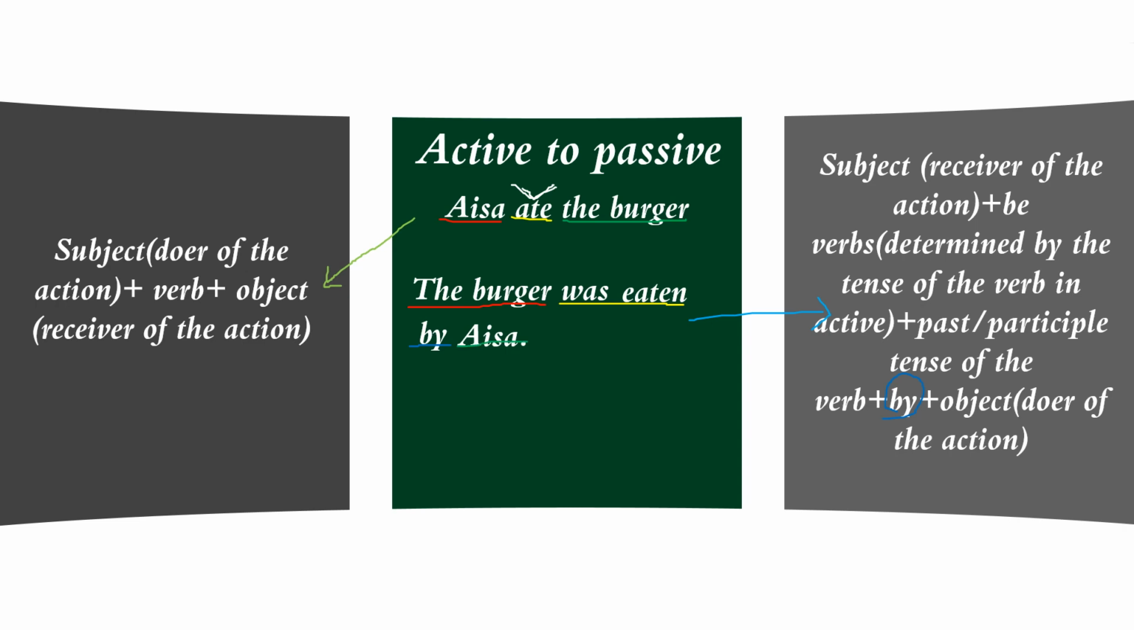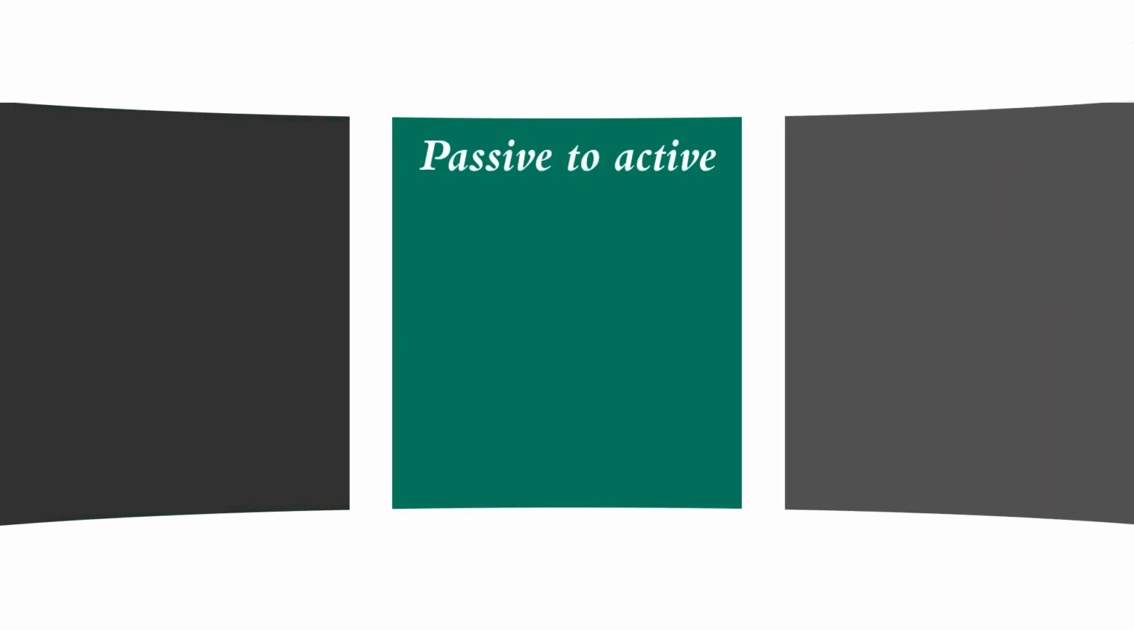So as you can see there, the object of the active is now the subject of the passive, and the subject of the active is now the object of the passive. So I hope you understood the conversion of sentences from active to passive, because we will now be converting sentences the other way around, which is passive to active voice.